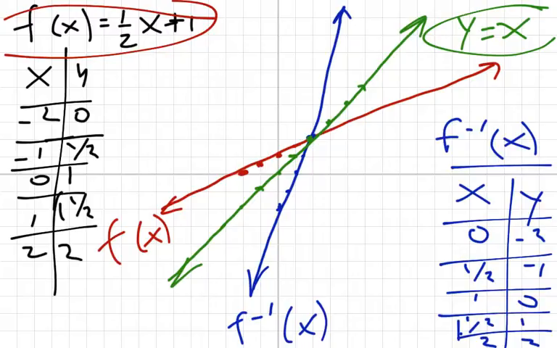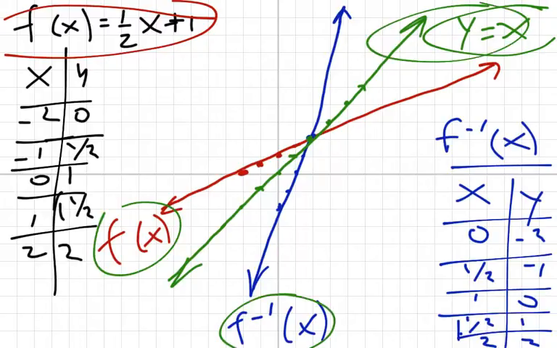Okay, those are the three lines that I want. Please, always your function, your inverse, and your line of symmetry, so you can see that on the graphs.